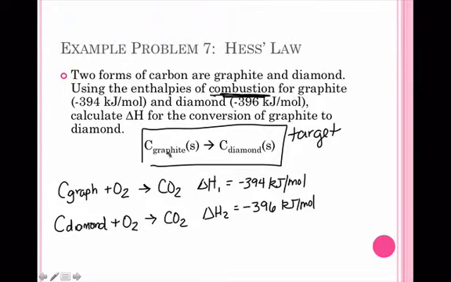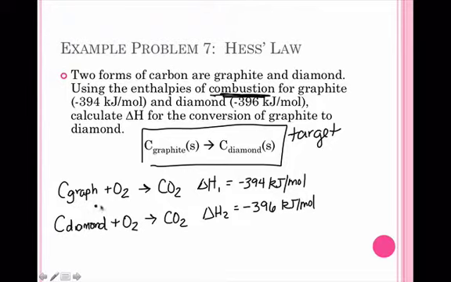So when we do this, keeping in mind that that's our target reaction, we need to look at how we need to manipulate these two equations so that it comes up with that? Well, I take one thing at a time. So the carbon is graphite. I need that to be a reactant, and it is here.